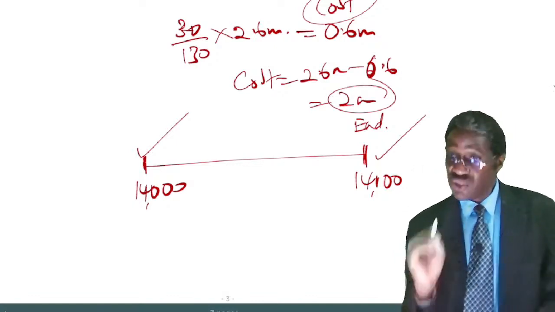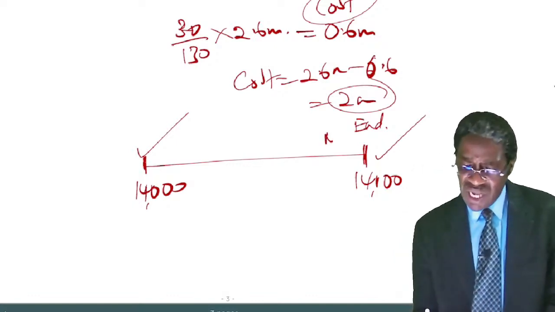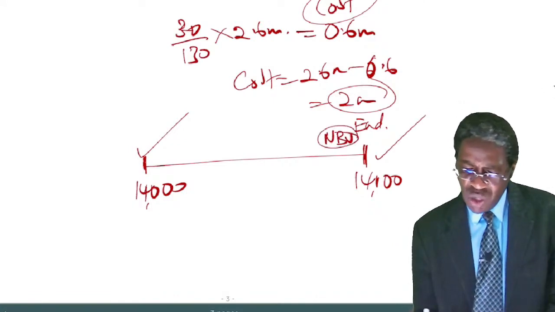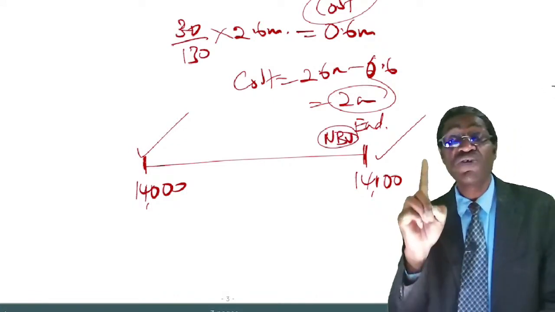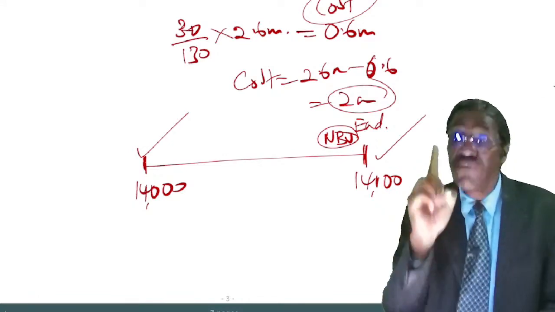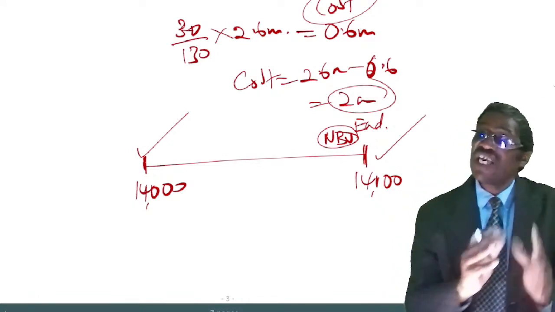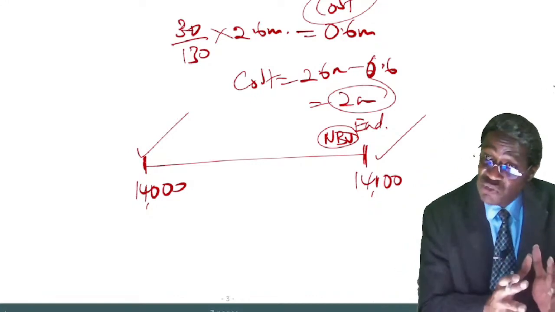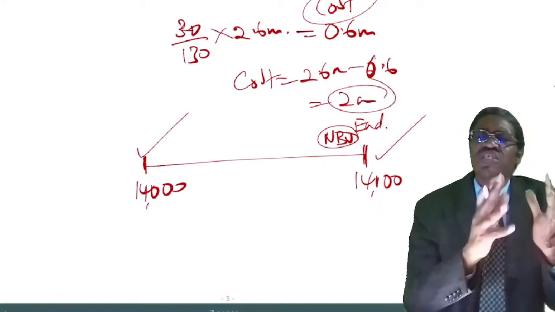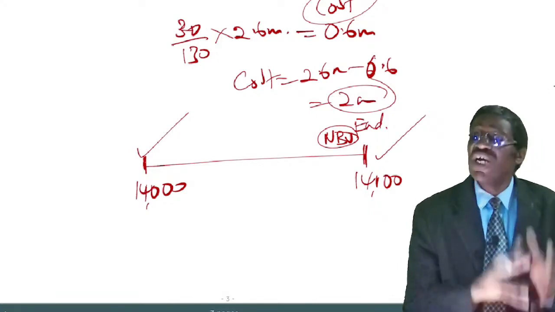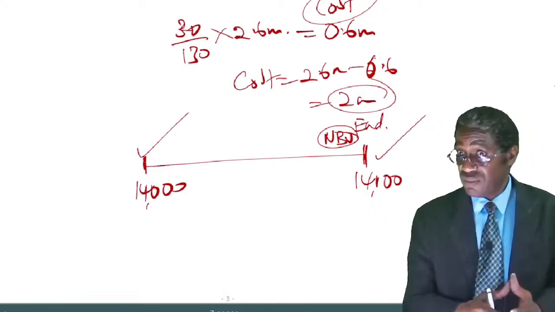So for this question, the examiner was asking you to first calculate the net book value of the building as at the date of revaluation. What was the book value? We are given the book value at the beginning, which is 14. But I don't want the value at the beginning. We are not revaluing the asset at the beginning. We are revaluing the asset at the end of the year.